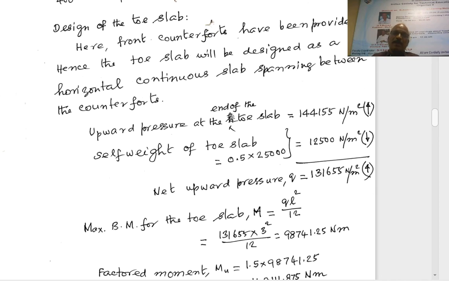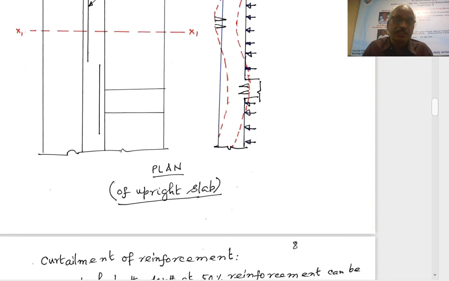Therefore, on the toe slab side, we will not consider the upward pressure. Upward pressure here, we need not consider the entire pressure. We can take the highest pressure, because we are going to give the design for the worst condition. Worst condition, at the free end, we have the highest pressure. We need not take average and all these things. So at the end of the heel slab, we know that it is 144.155, 144.